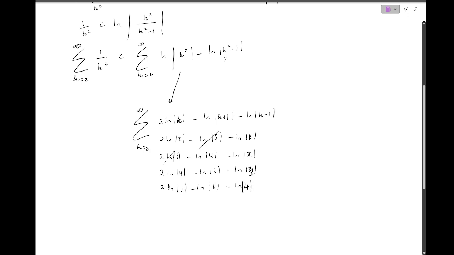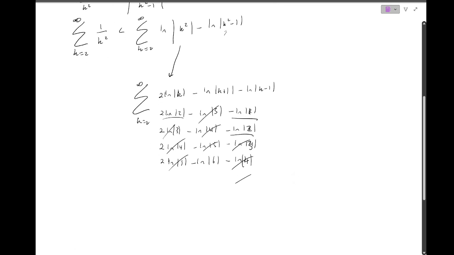this and this cancel, this and this cancel, and eventually this and something else will cancel. But pretty much all values except these cancel, because this is going to infinity. This is pretty much going forever. So everything will cancel except these values here. So this will just equal the natural log of 2, because the natural log of 1 is 0. So it just becomes natural log 2, because it's 2 natural log 2 minus natural log 2, which is natural log 2. Right? So we have the summation from k equals 2 to infinity of 1 over k squared is less than natural log 2.